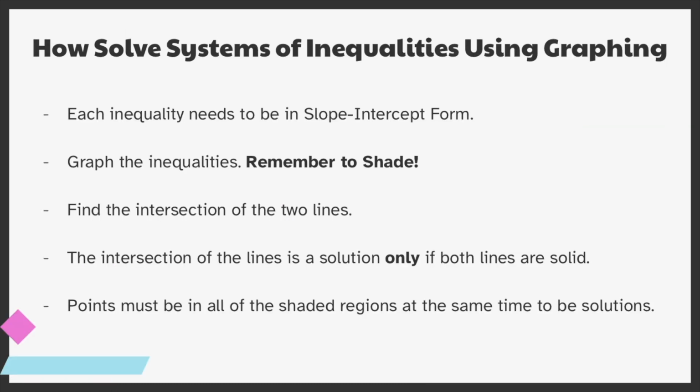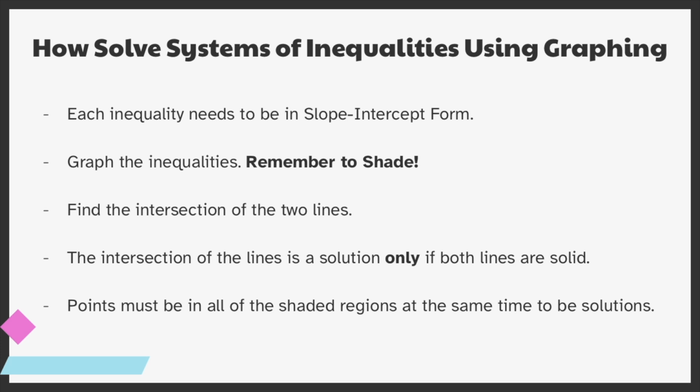So now we're going to talk about how we can solve a system of inequalities using graphing. Each inequality needs to be in slope-intercept form, just like they were for the equations, and graph the inequalities. Remember, we've got to shade because we've got an inequality. Then we'll find the intersection of the two lines. The intersection of the lines is the solution, but only if both lines are solid. If one of the lines is dashed, that will not work. Points must be in all of the shaded regions at the same time in order to be considered solutions.